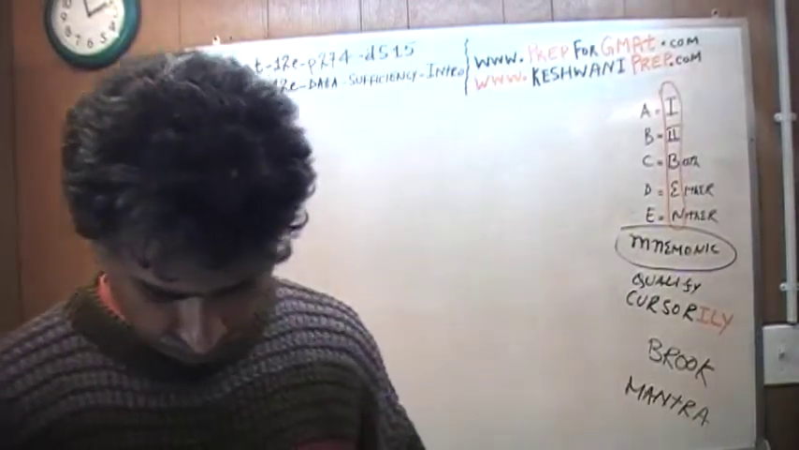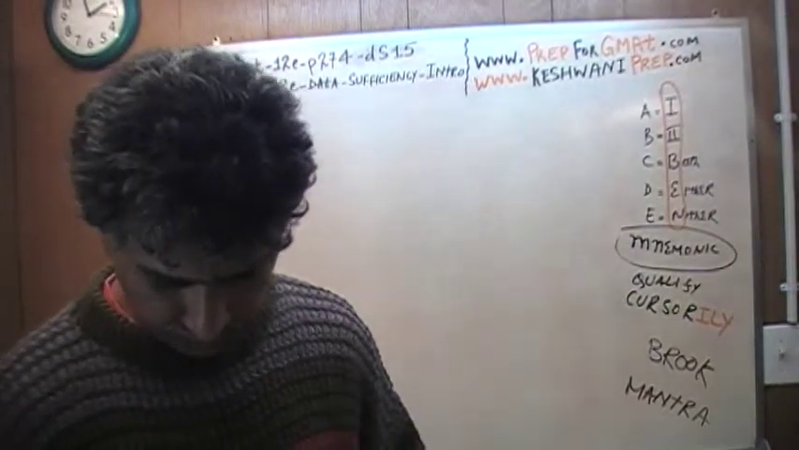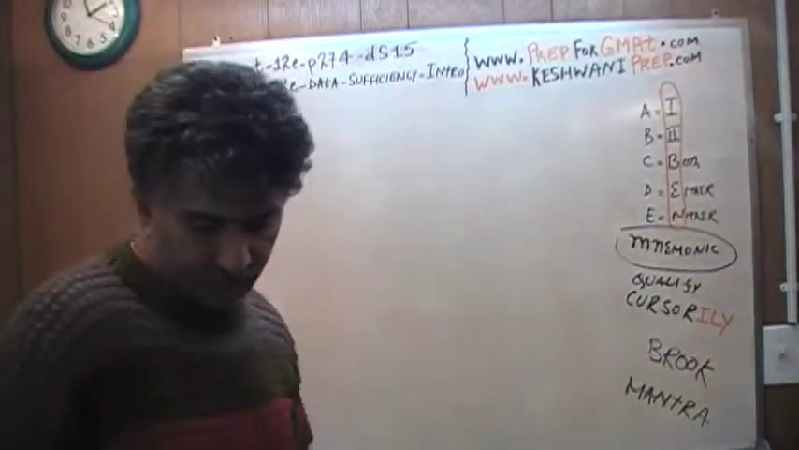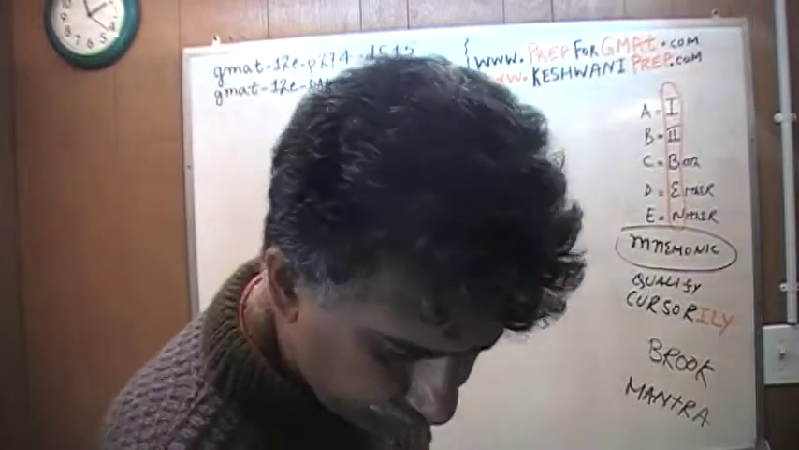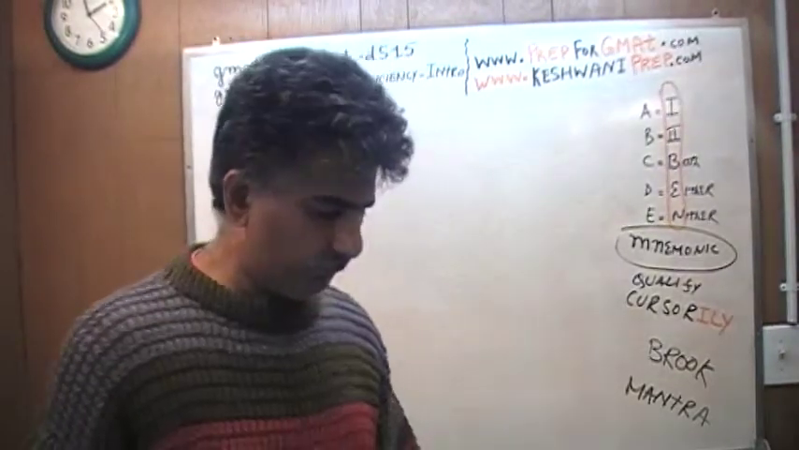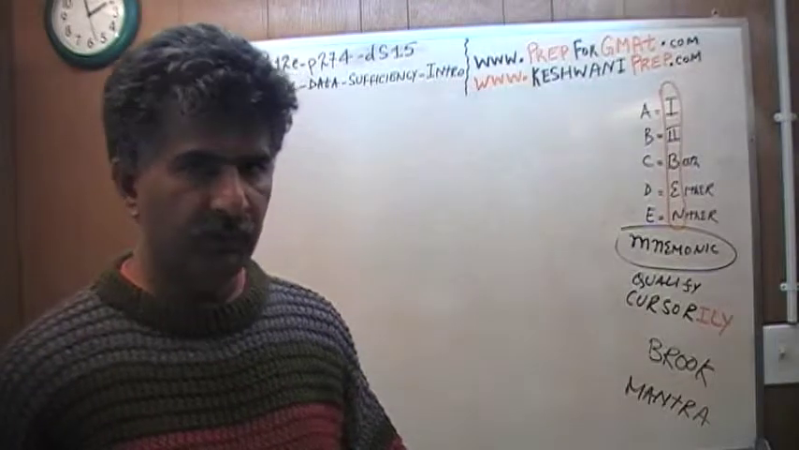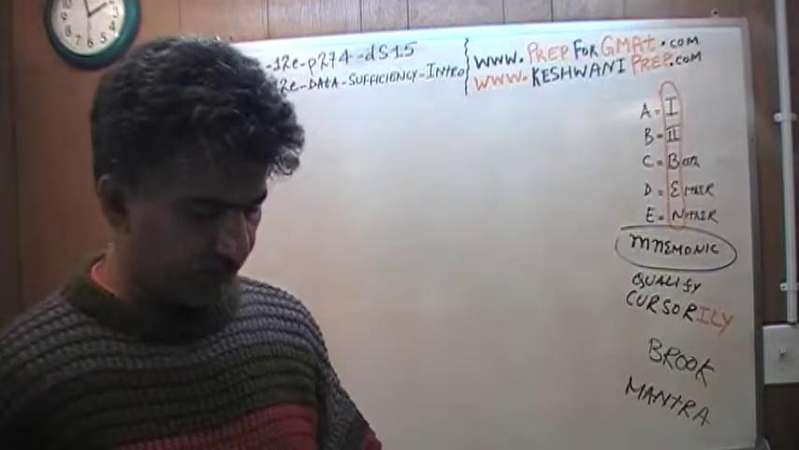The problem that I'm about to solve is the one that you're going to find on page number 274, data sufficiency number 15, the second problem on the page. Turn to page 274 and follow the work. It's a very straightforward problem. Some of them are more straightforward than the others. Sometimes you get lucky. Let's take a look at it.